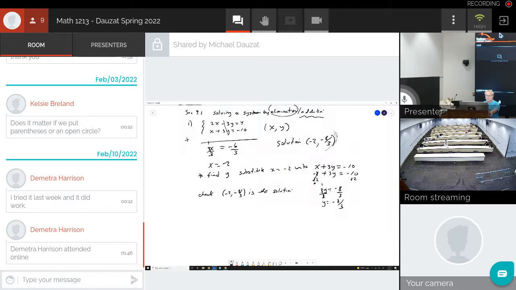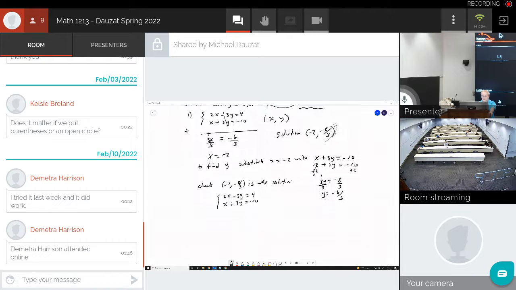All right, so you go back to the original. Always go back to the original, which is this, 2x minus 3y equals 4, and then x plus 3y equals negative 10. For each of those, where we see the variable x, I'll substitute negative 2, and where we see the variable y, I'll substitute negative 8/3. And I want to make sure that this equation and this equation are true at the same time. So let's look at that first equation.